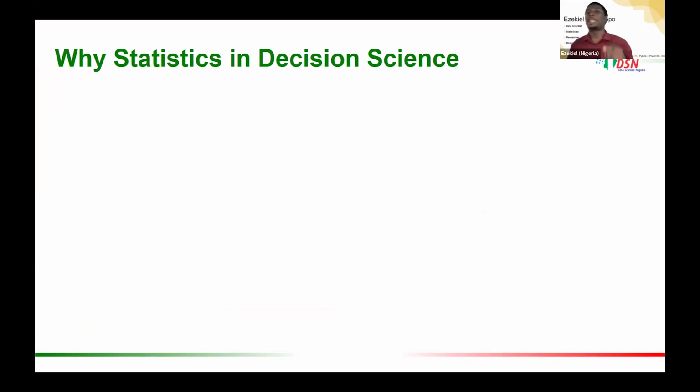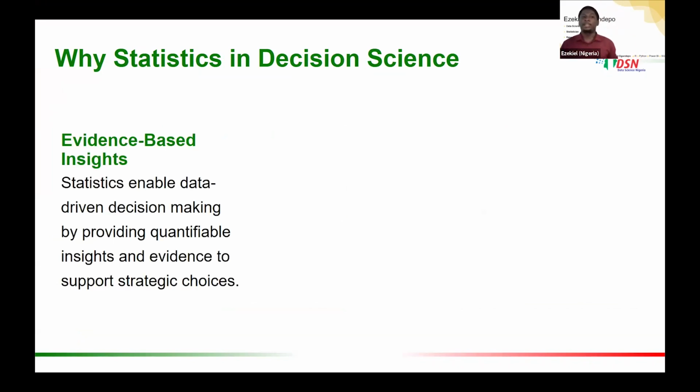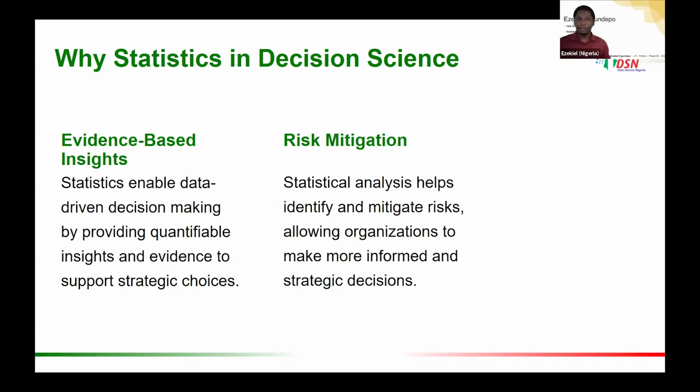Okay, so why statistics in decision science, right? Statistics helps us to have evidence-based insights. So if you want to carry out any experiment, you always use statistics to get that good insight and to be able to conclude, right?